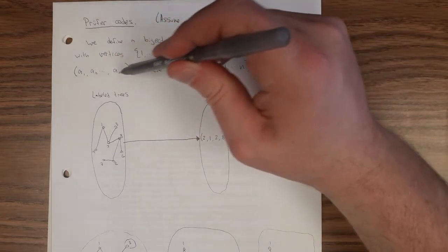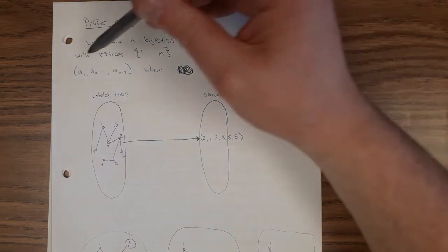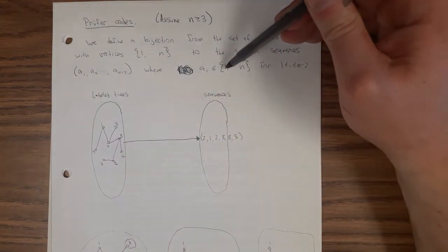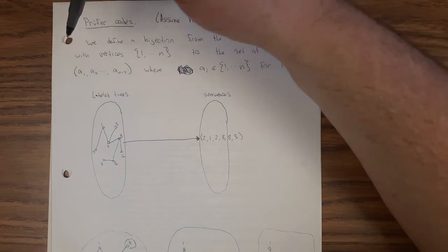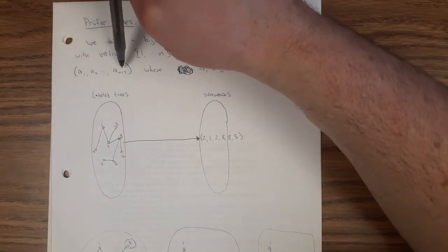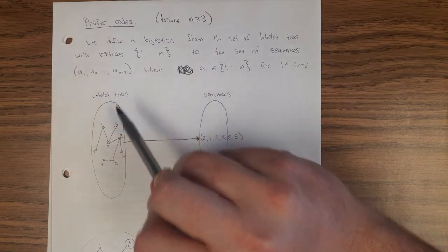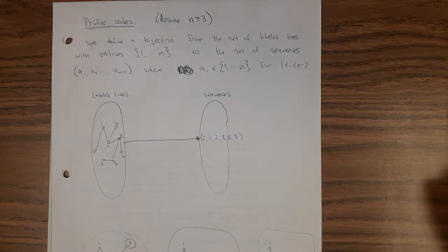But it's easy to see the cardinality of these sequences. This is just a sequence whose entries are from 1 to n, so basically each entry of the sequence has n choices, and the number of terms in the sequence is n minus 2.